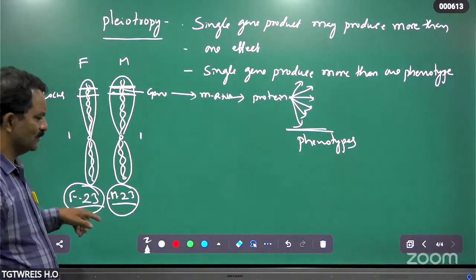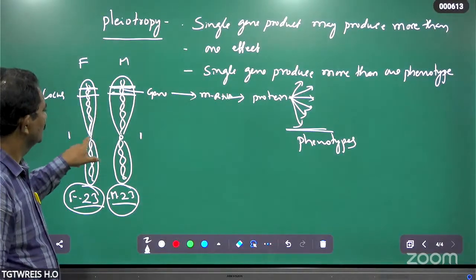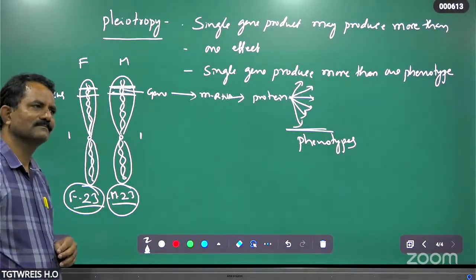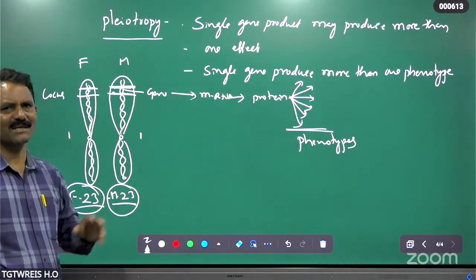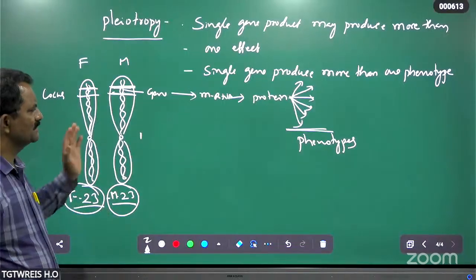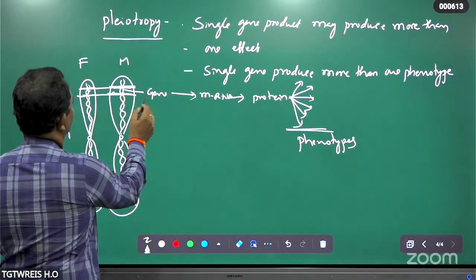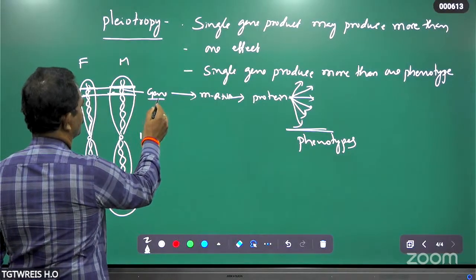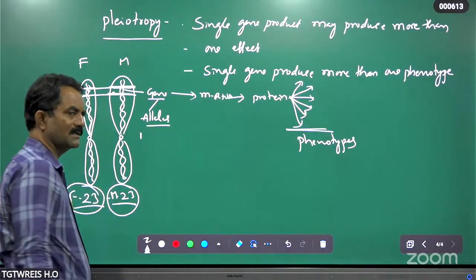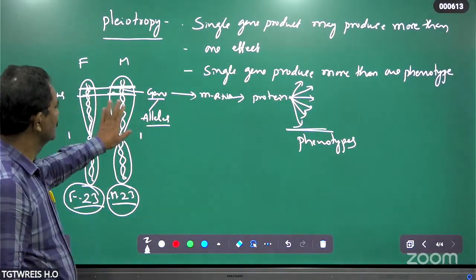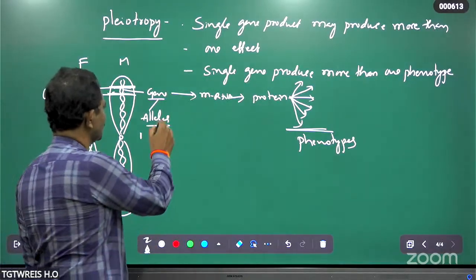The first chromosome of father and mother constitute the homologous chromosomes. They have the same genes and they express the same characters. This is called a gene, and a gene has alternative forms. Those are called alleles. Alleles are alternative forms of a gene which are present on homologous chromosomes.